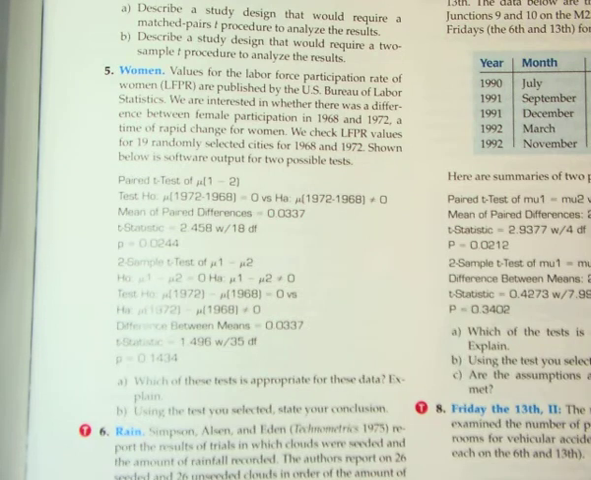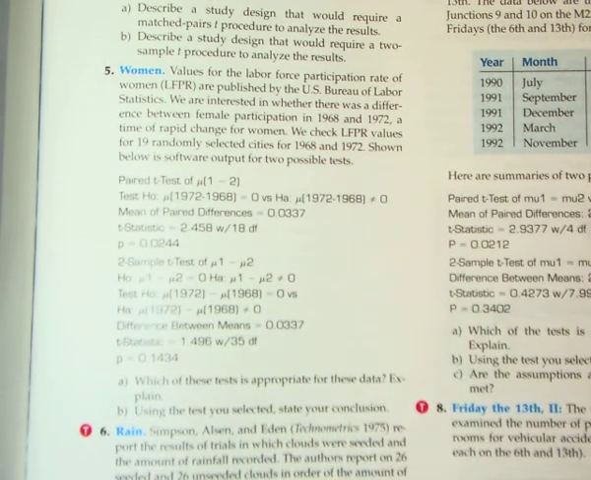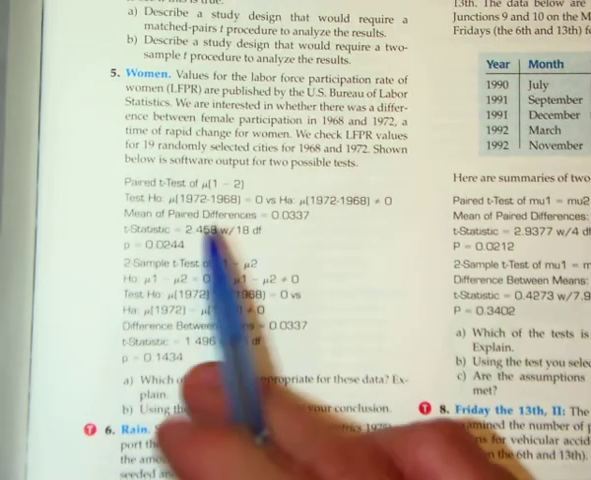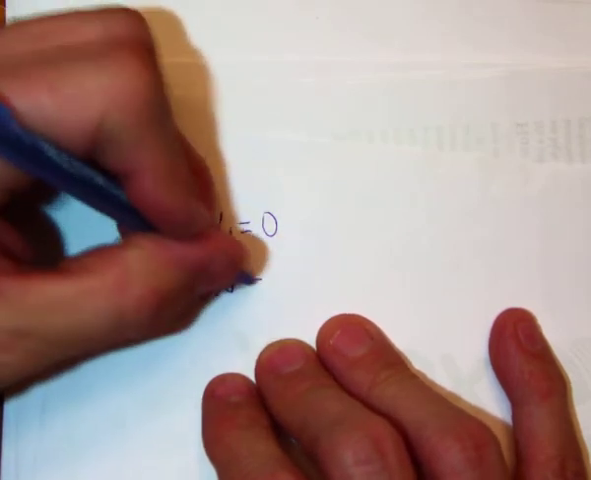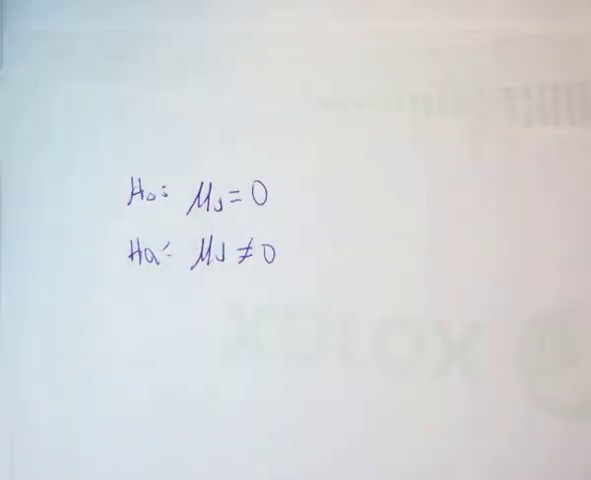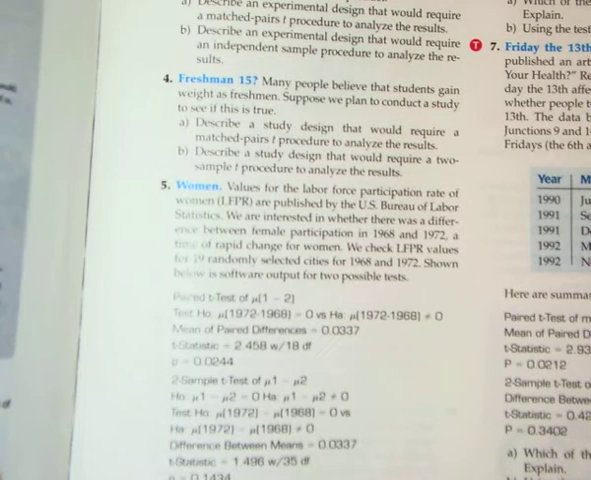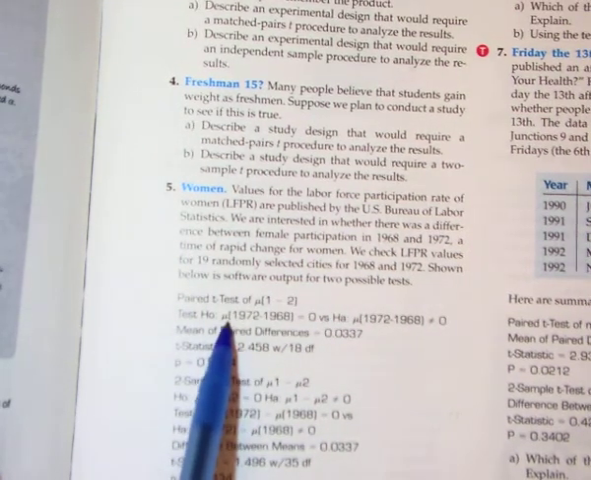Okay. So in this case, we're going to look at this top result right here. And our null hypothesis here would be that the mu of the difference would equal 0, and the alternative would be that the mu of the difference in this case does not equal 0. Okay. And that's basically written for you right here in the second line.